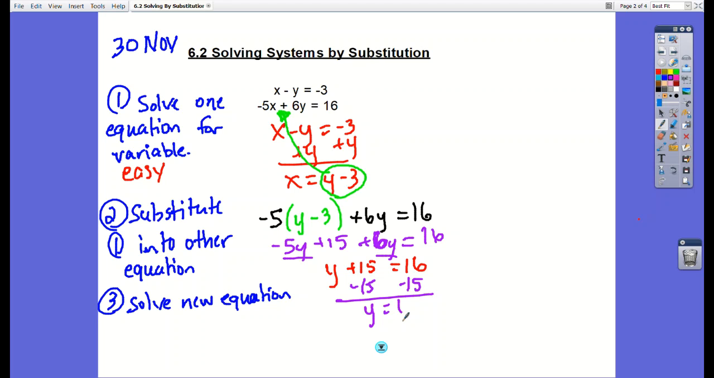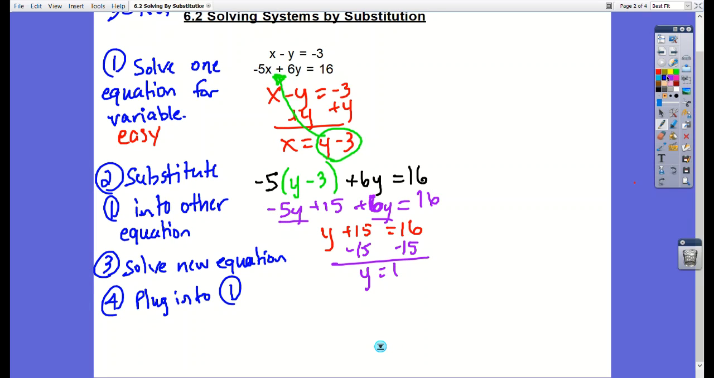So we should end up with a y equals 1 here. We solved that new equation. The last thing we are going to need to do is simply plug that into our first equation, or substitute into that first step. So that's the x equals y minus 3. So we will plug that back in, so x now equals y, which is 1, so 1 minus 3, x equals a negative 2. Make sure to write your answer as an ordered pair. So to finish up, we're going to have negative 2 comma 1.